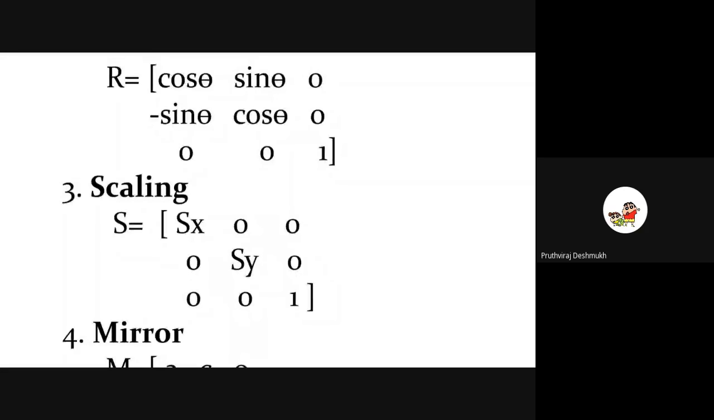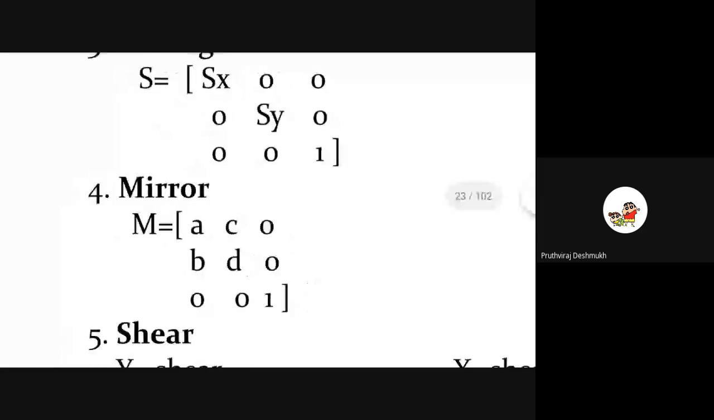You must remember these formulas. Without remembering them we can't solve the problem. For the mirror also: A C 0, B D 0, 0 0 1. Now what is the value of A, C, B, D? These are the given values in the problem statement.